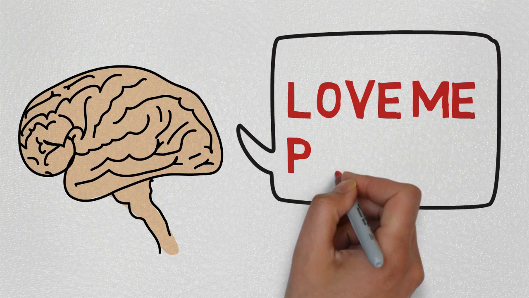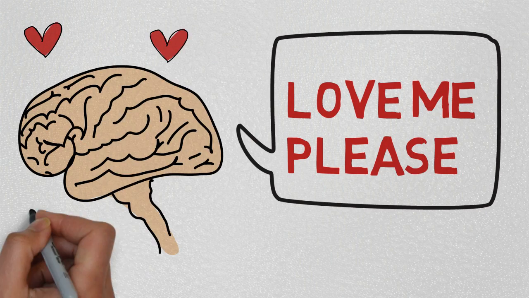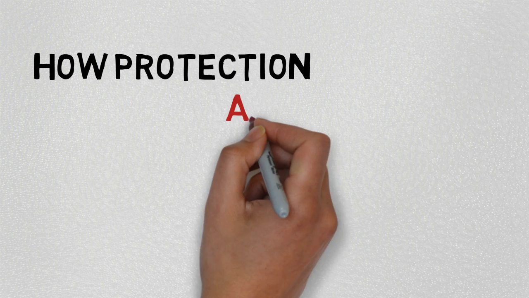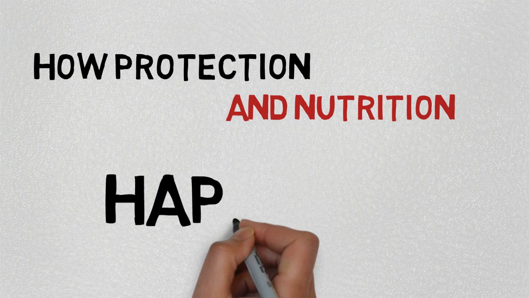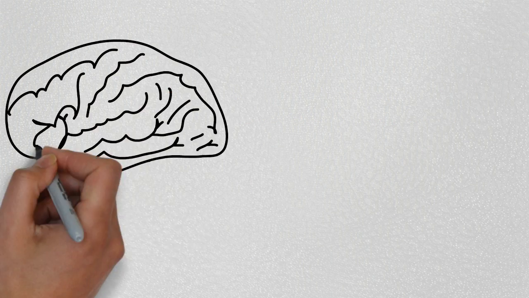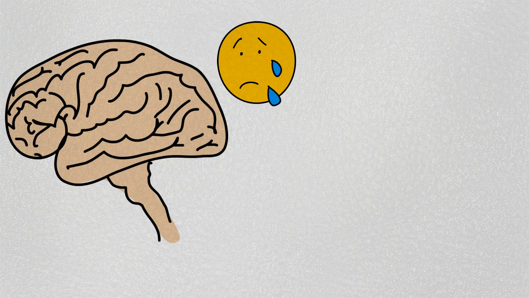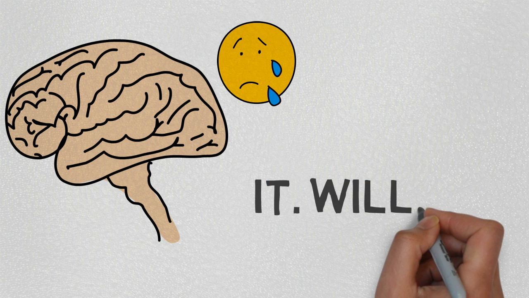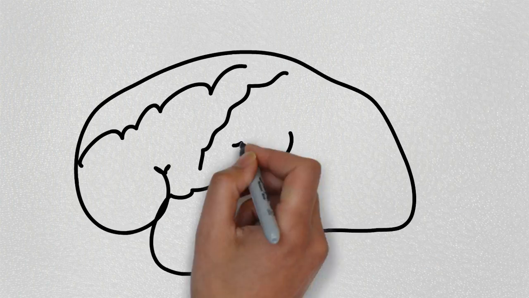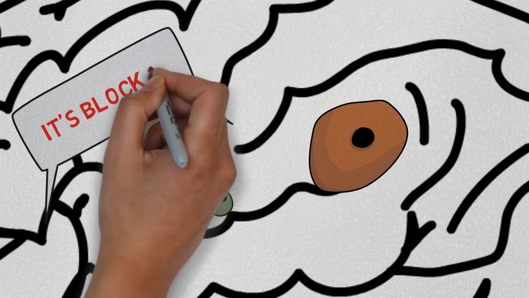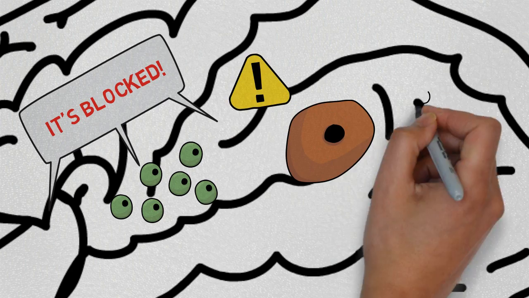In order to keep the brain alive, we need to learn to nourish our brain. As an SLP, we needed to learn how protection and nutrition happen because if the brain is not protected or not given the right nutrients it needs, it will die. For example, if a blood vessel is blocked, nutrition cannot go to that part of the brain and causes damage.